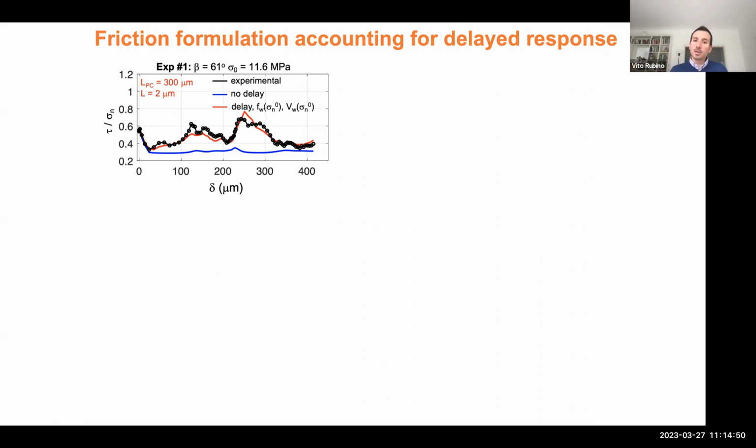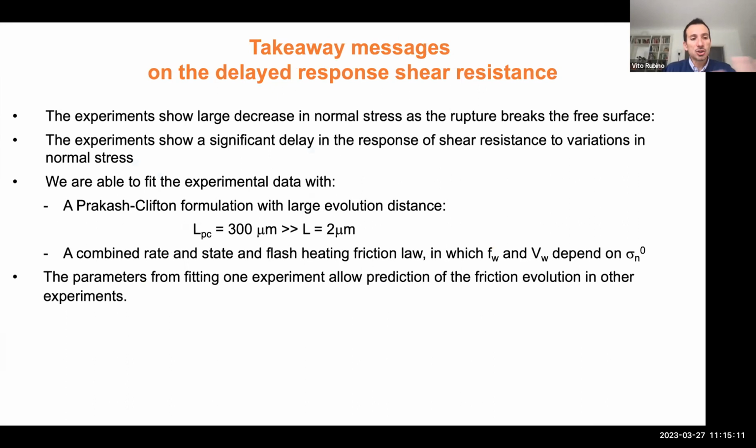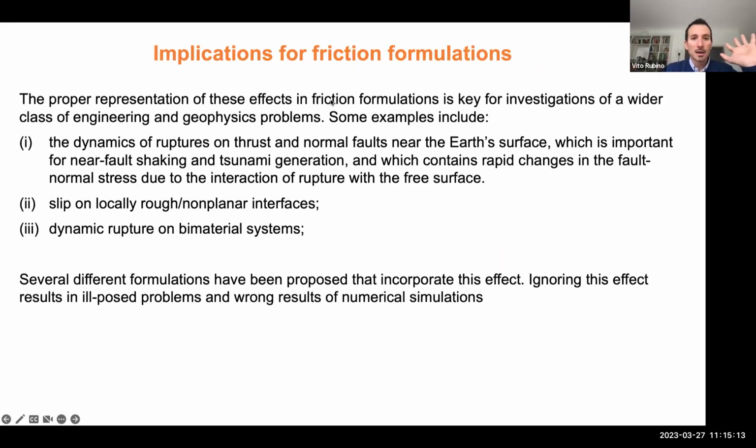Now, if we use those slip rate histories as input to the friction law that has the same coefficients used to fit one experiment, we can fit all other experiments. So that's the important message, because it means that this law can actually be used in a predictive sense.